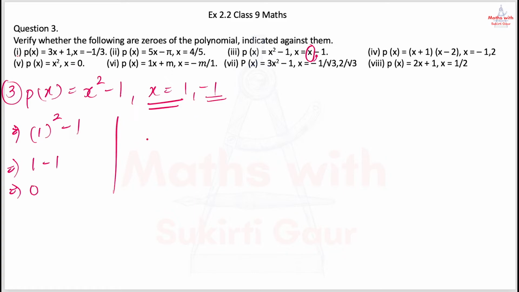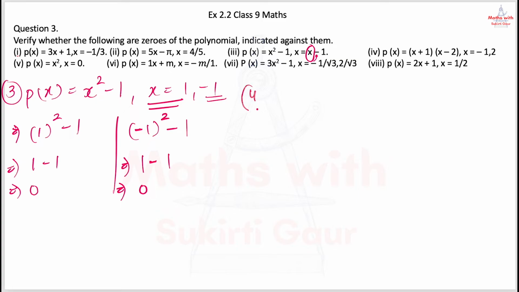Now going to put (-1) whole square minus 1. Minus 1 square will give us 1. Oh, I'm sorry. 1 minus 1 and we will get 0. So for both of the values x = 1 and -1, this polynomial is getting 0. Hence both of the values are zeros of the polynomial.